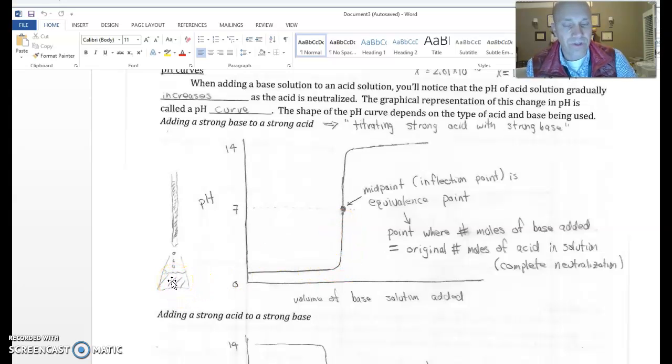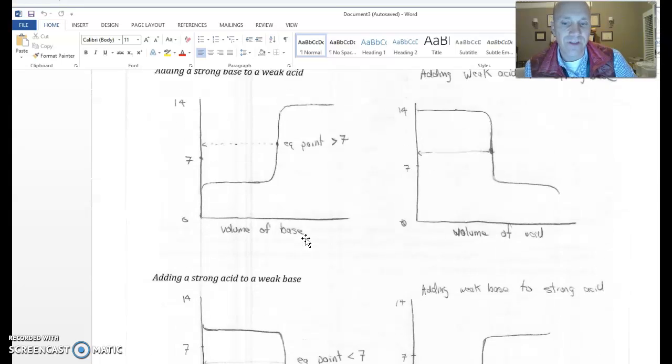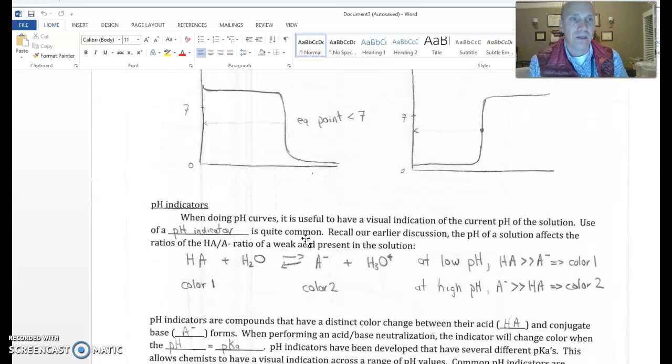Of course, if we're monitoring it with a pH meter, we would, but when you're doing this in a lab, a lot of times it's good to have a way of telling when we've gotten to that point without having to use a pH meter. That's where the role of pH indicators comes in. They offer a visual indication of when the neutralization is done. So let's talk a little bit about how they work.